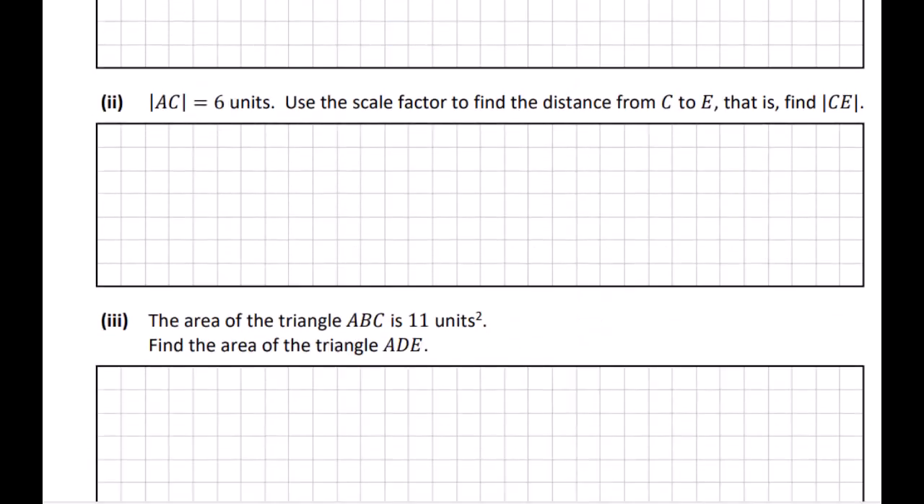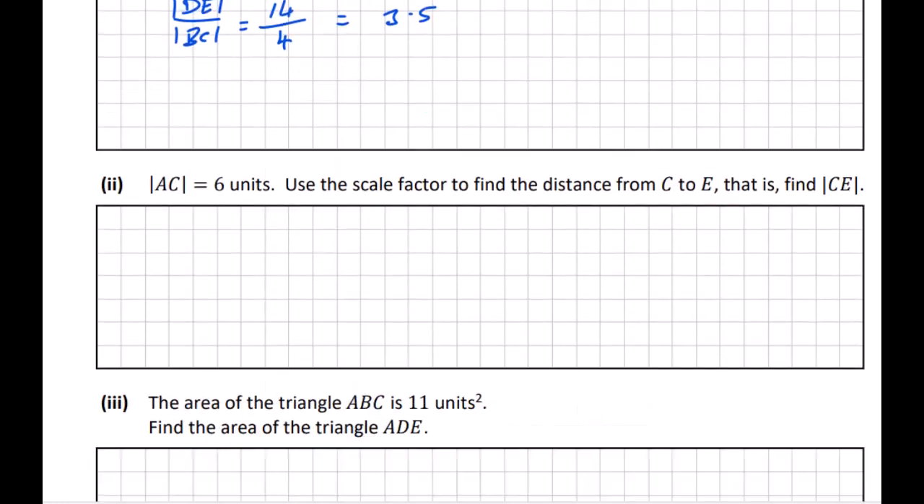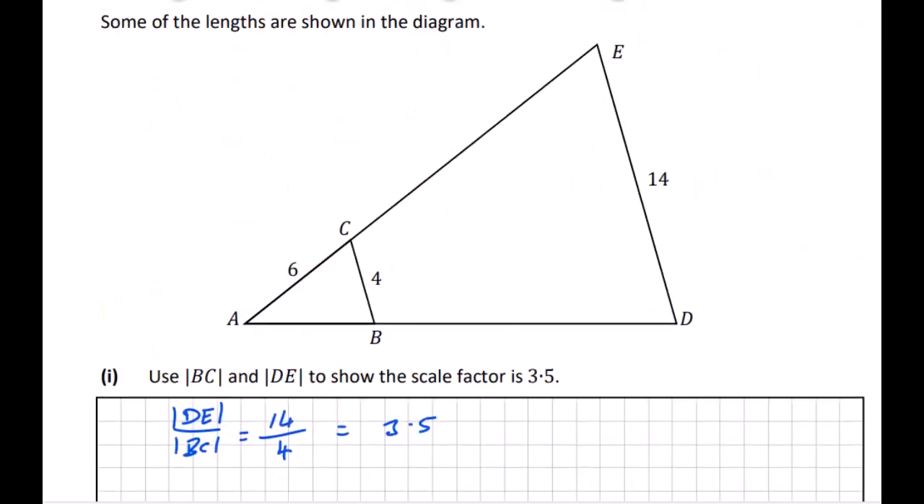Part 2. AC is 6 units, and we can see that AC here is 6 units. Use the scale factor to find the distance from C to E. So we want to find the distance from here to here. So what I'm going to do is multiply 6 by the scale factor, and that'll give me the length of the corresponding side on the image triangle. So if I multiply 6 by 3.5, I should get the distance from A to E. All I've got to do then is subtract 6 from that, and that'll give me CE.